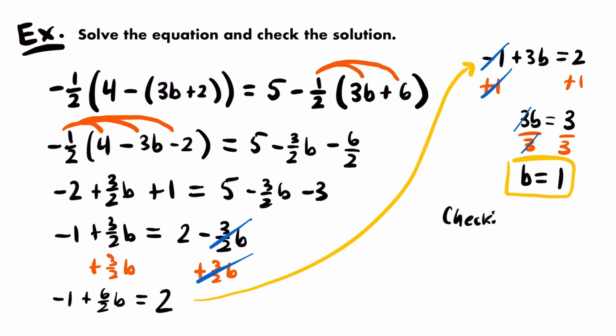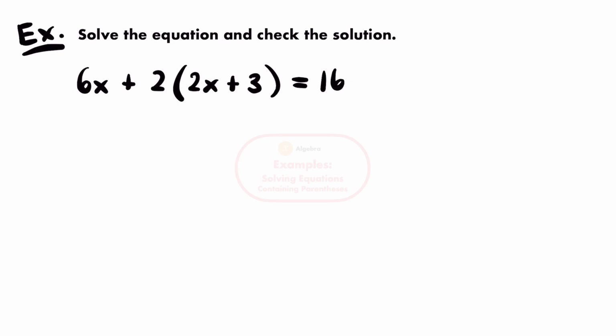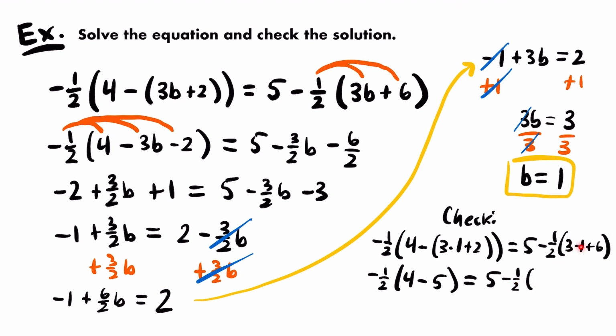So checking our work, we'll have -1/2 times 4 minus 3 times 1 plus 2 is equal to 5 minus 1/2 times 3 times 1 plus 6. Okay, I just replaced each of those b's with 1. Now, simplifying, 3 times 1 is 3 plus 2 is 5. So we get negative 1/2 times 4 minus 5 is equal to 5 minus 1/2 times 3 times 1, which is 3, plus 6, which is 9.